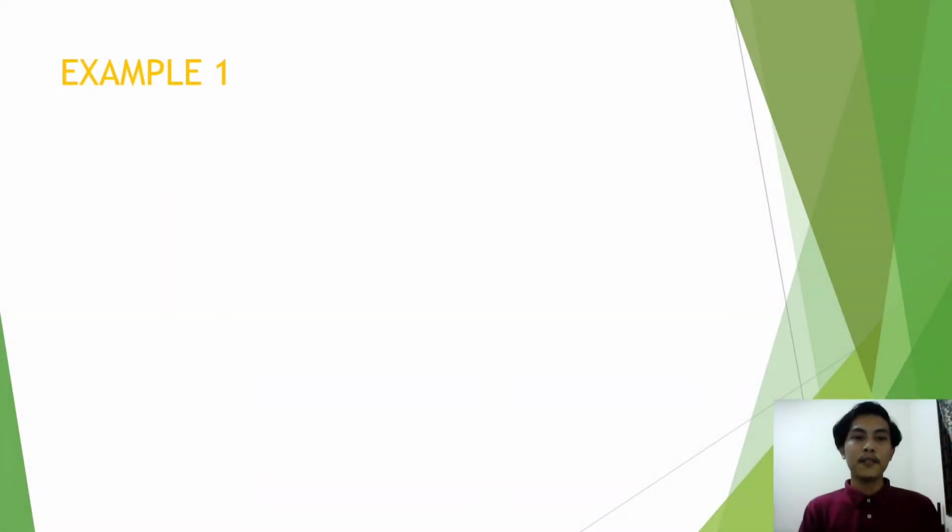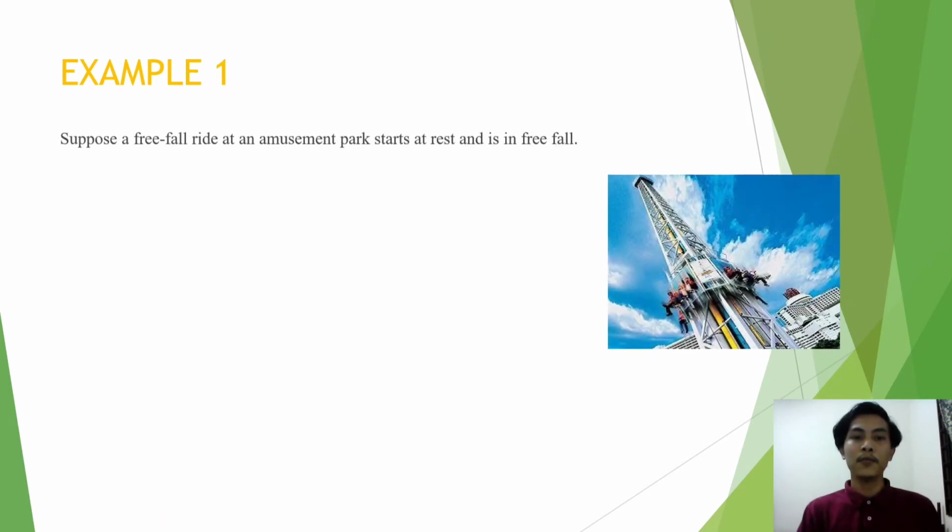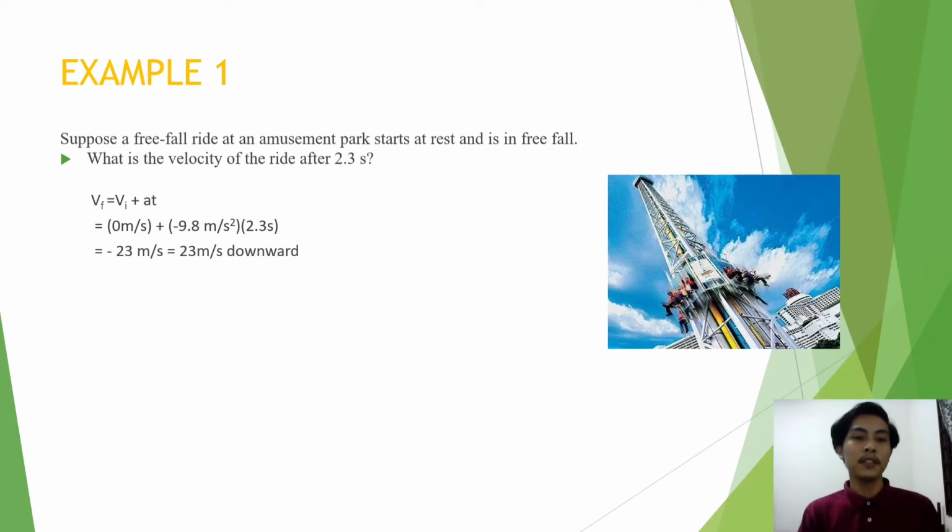Here we go to example 1, which is: suppose a free fall ride at an amusement park starts at rest and is in free fall. What is the velocity of the ride after 2.3 seconds? We will be using the kinematic equations. Final velocity equals initial velocity plus at. Since the free fall ride starts at rest, the initial velocity is equal to 0, and a equals negative 9.8 meters per second squared and t equals 2.3 seconds. And the final answer is negative 23 meters per second, which means the free fall ride will be going downward.